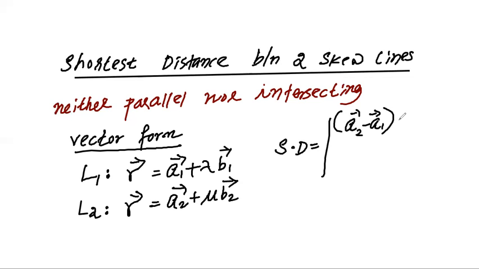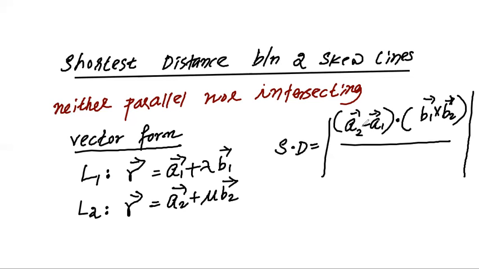After that, you should take the dot with B1 cross B2. B1 and B2 are given for you. It's also easy. After taking the cross product and the modulus, you do A2 minus A1 dot B1 cross B2, and you will get a scalar value, divided by mod B1 cross B2. It is the formula for finding the shortest distance between two skew lines. Very important. Let me put a star here.